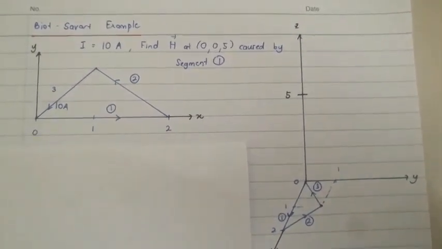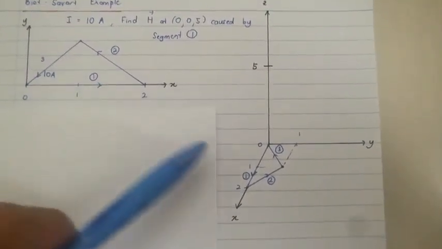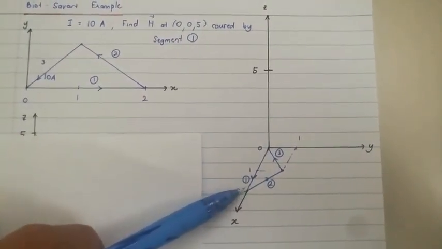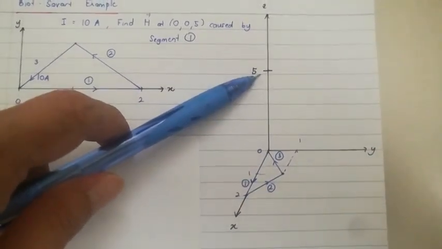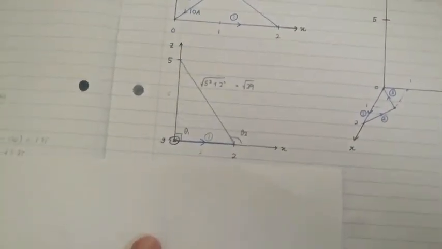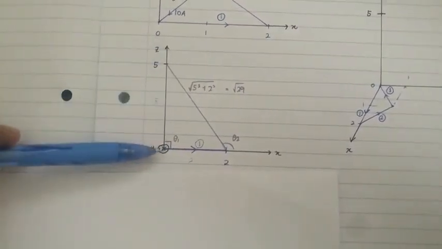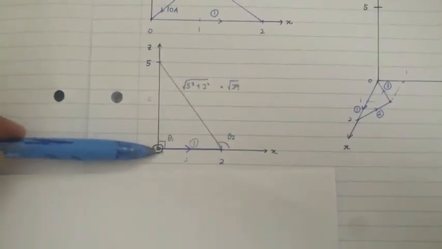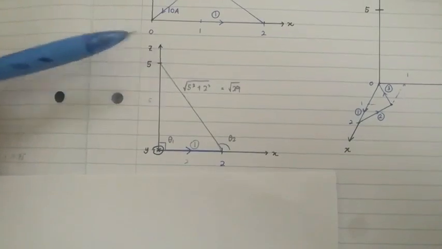In order to better visualize, we do a 3D drawing of the same triangle here to here. We want to find what effect this segment is going to produce at this point, 005. So this is another way of drawing it. We have two axes, X and Z, and the Y-axis is going into the page. We see the segment 1 is this line here, and the point of analysis is this point here.